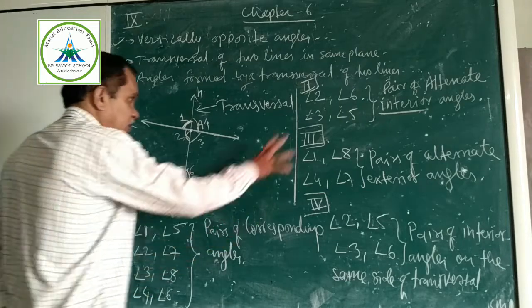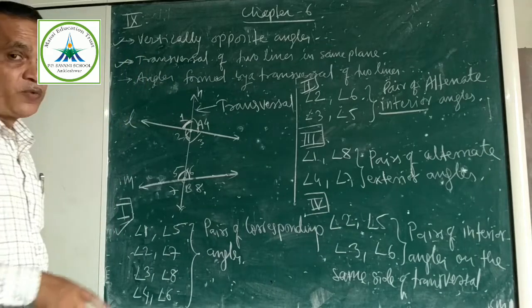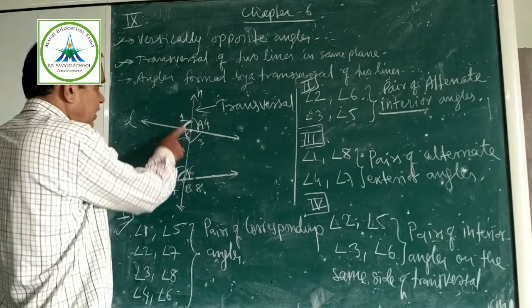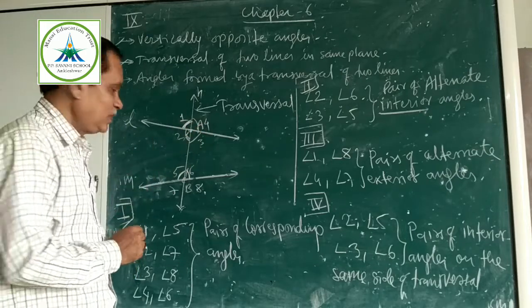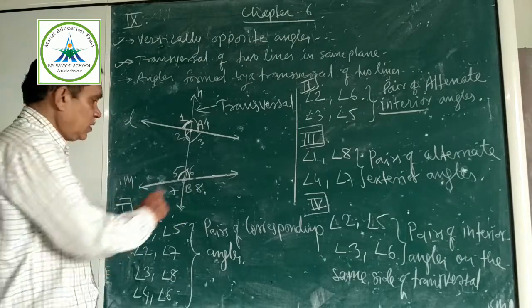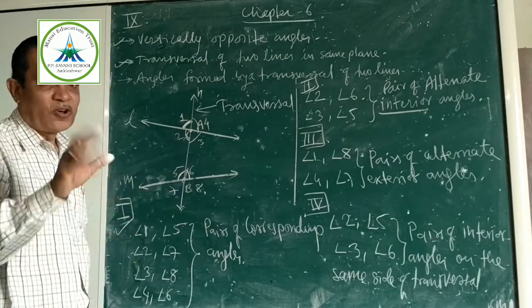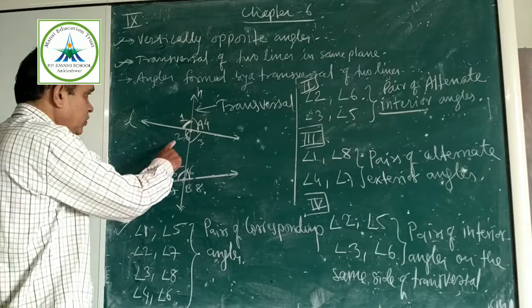But we must know these angles. Okay? Vertically opposite angles we know. What are the vertically opposite angles? 1 and 3, 2 and 4. What are the vertically opposite angles? 5 and 8, 6 and 7. Yes or no? Again, what are the linear pair of angles?